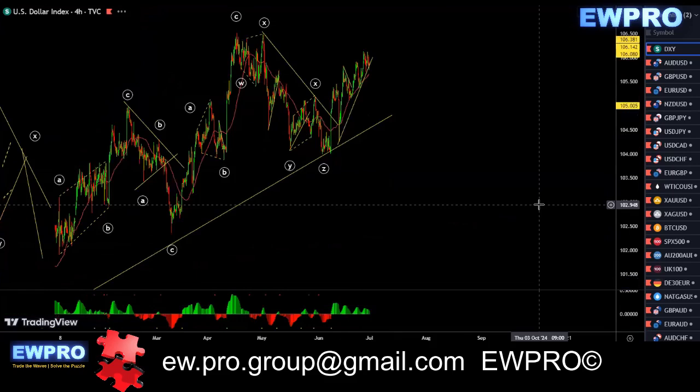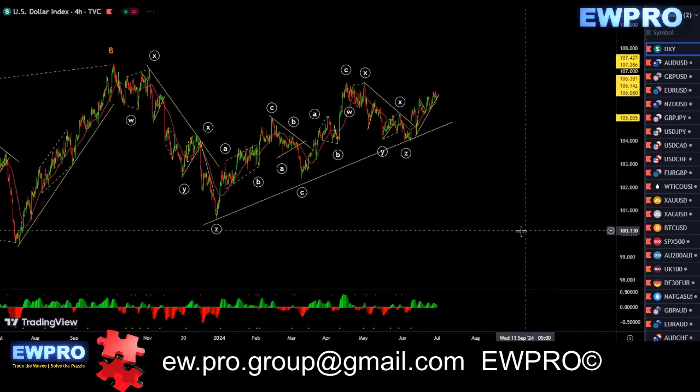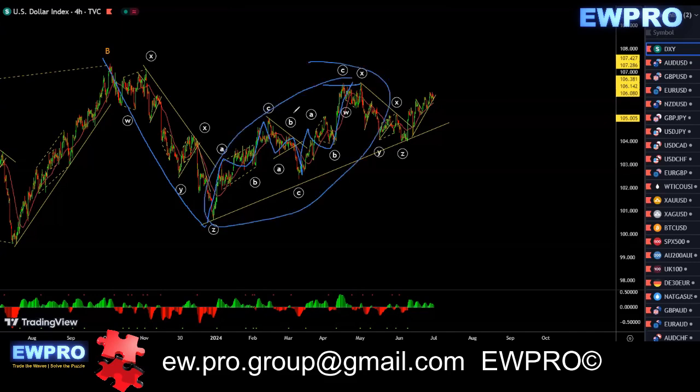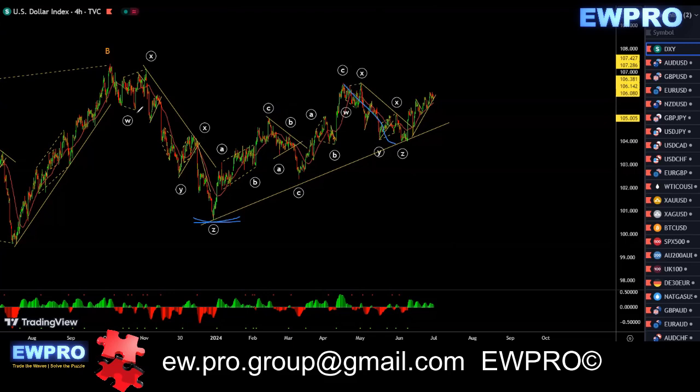H4, it's getting quite complicated. We had these 5 down in here, and then we had that 1 2 3, 1 2 3, 1 2 3 as a complex correction, 3 3 3. So I was thinking that would have been the end of the correction, and then we get another 5 down in here. We did get another 5 down, but it never broke the ending point of this 5 down. So this is becoming more complex, and like I said last week, this can be a flat in here, and we get that A, B, C.